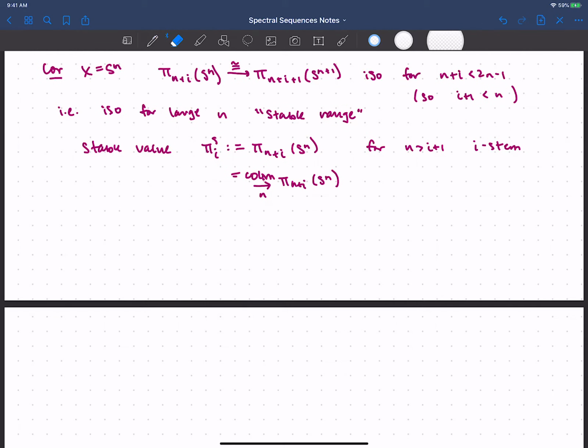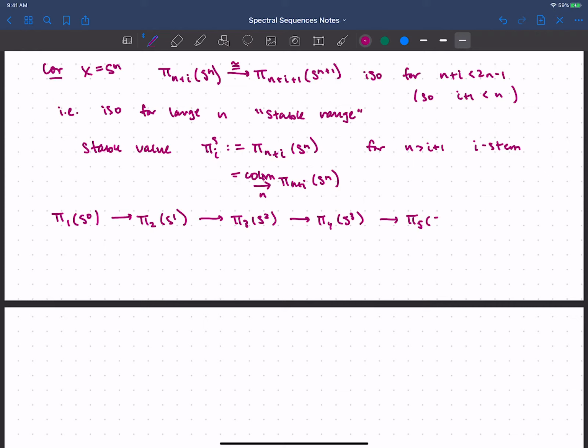What are we taking the colimit over? So we've got pi 1 of S0. We suspend and we get pi 2 of S1 maps to pi 3 of S2. And then we're looking at 4-spheres going to S3, pi 5 of S4, and so on.